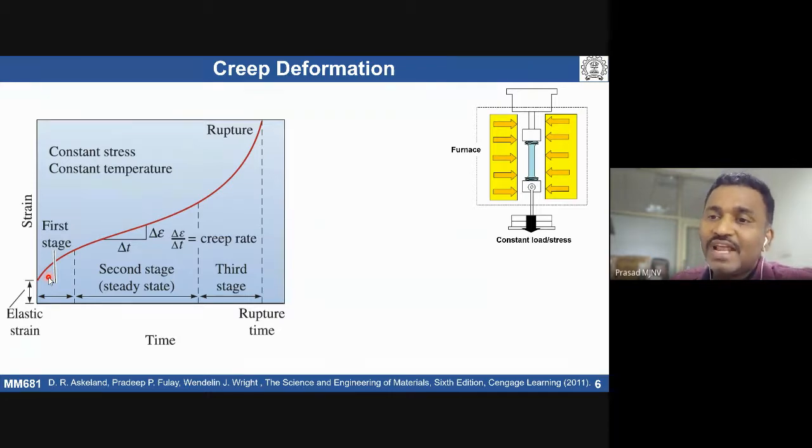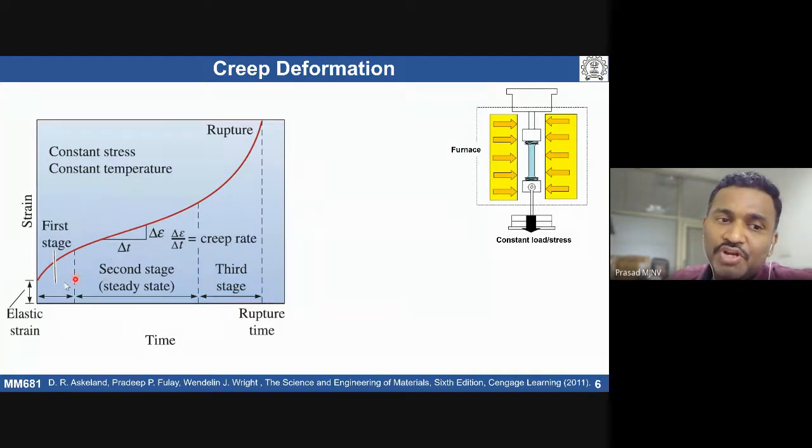If I take the slope in the linear portion, that strain rate is called creep rate, or steady state strain rate, or it's also called minimum creep rate.